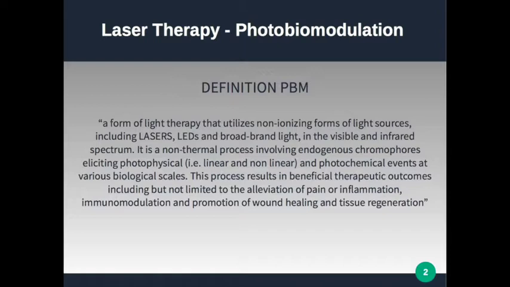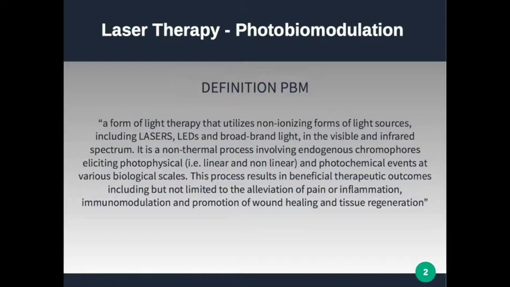So the process involves endogenous chromophores eliciting photophysical and photochemical events at various biological scales. This process results in beneficial therapeutic outcomes, including but not limited to the alleviation of pain or inflammation, immunomodulation, and promotion of wound healing and tissue regeneration.